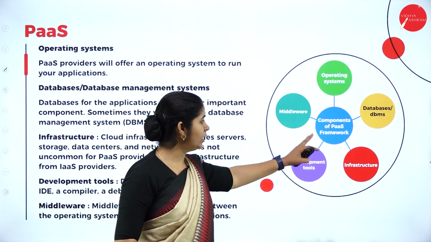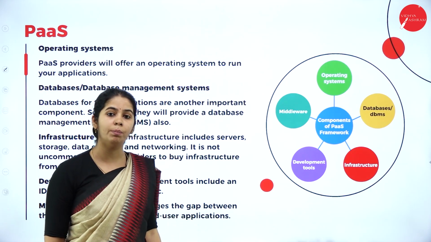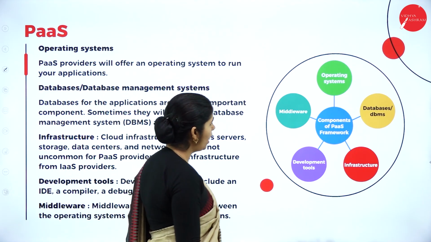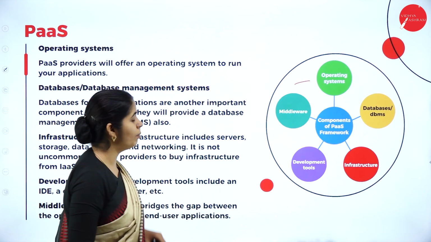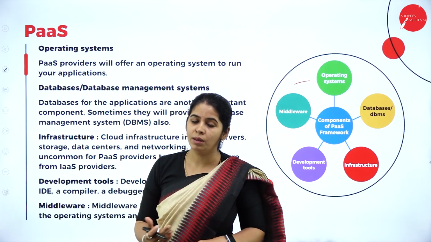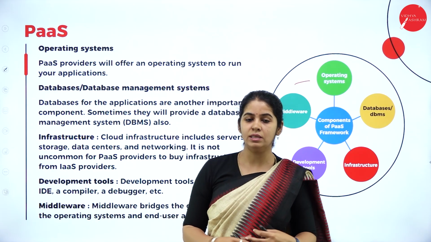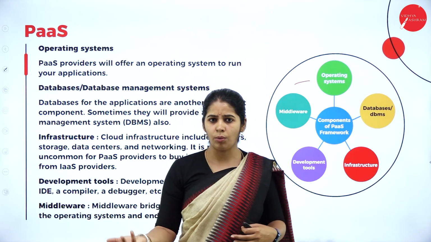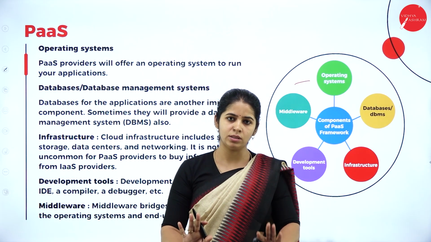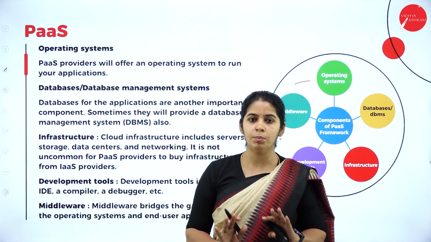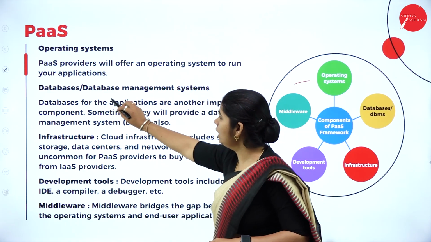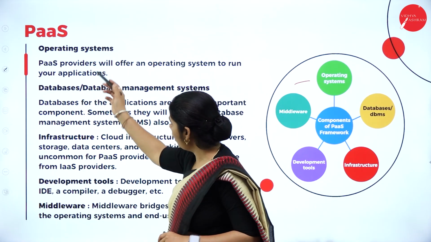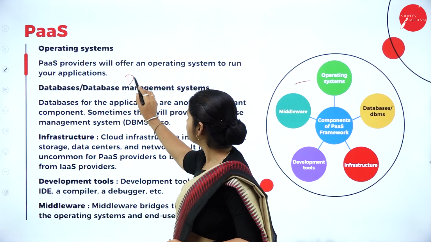So these are all the components of PaaS. What all are we providing in PaaS? They are providing the operating system. That is the first thing they are providing. They may provide the Windows operating system, they may provide the Linux operating system. Whichever operating system they provide, you have to work on the same operating system. Then it can provide the database or database management system.